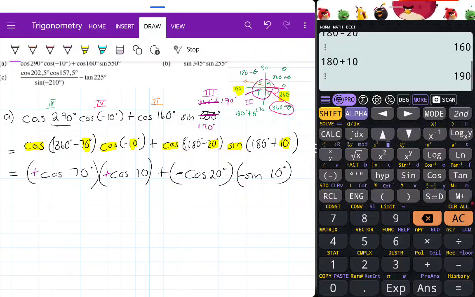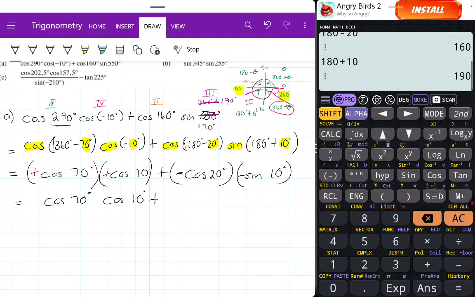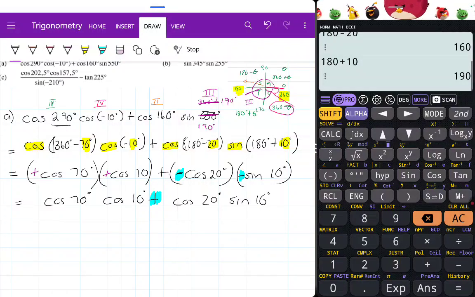On our next line, we are going to multiply our signs out, basically. The only thing that we're going to drop are the signs. And the reason is we're going to keep them separate. You don't know how to multiply cos 70 with cos 10. So we're going to keep it as cos 70 times cos 10 plus, and why are we saying plus? We're saying plus because minus and minus make plus. Plus cos 20 times sine 10. Beautiful.